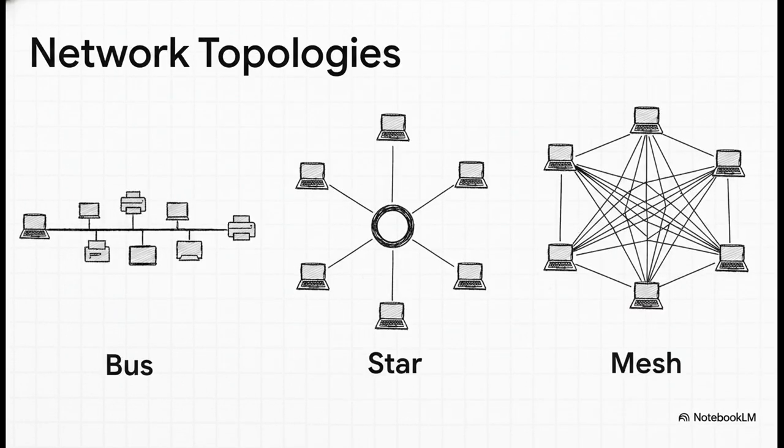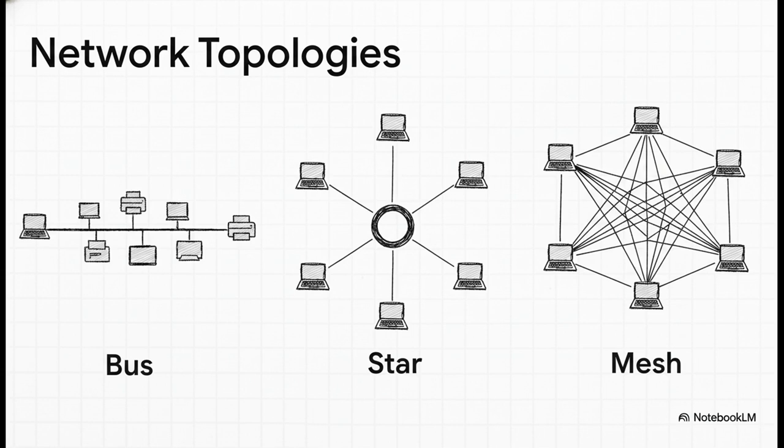So here are a few of the most common network roadmaps. In a bus topology, all the data travels down a single main cable. It's simple, but hey, if that one cable breaks, the whole network goes down. A star topology has all the data flowing through a central hub. You'll find this in most modern offices. And then there's the mesh topology, where every device connects directly to every other one.